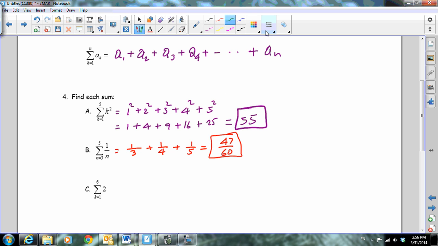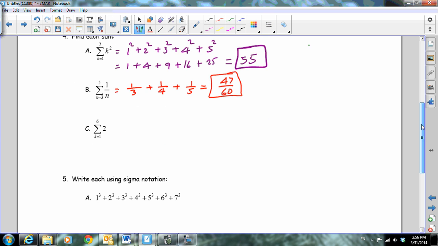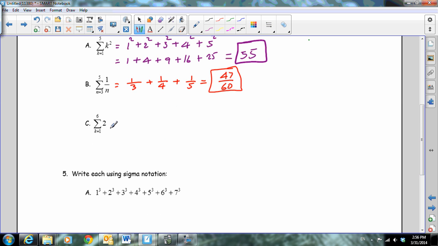I'll do the last one now, meaning C. For C, I'm looking for the sum starting at 1 of 2. But guess what? If I plug in 1, I get 2. If I plug in 2, I get 2. 3, I get 2. It will end up being 6 2s. 1, 2, 3, 4, 5, 6 2s, which is just 12.